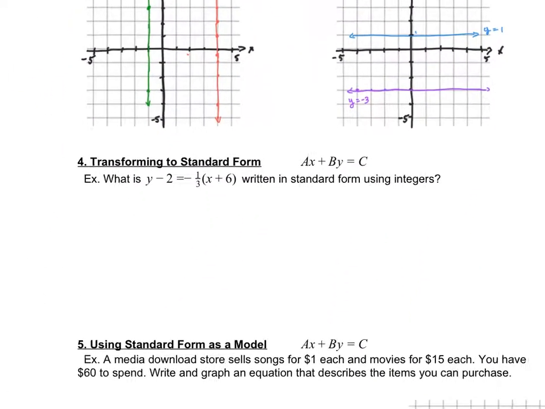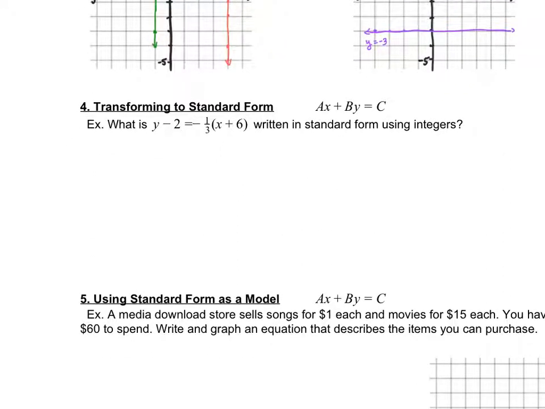Moving on, there's my transforming to standard form. Okay, so they have given us y minus 2 equals -1/3 x plus 6, and we need to write it in standard form using integers. So we're going to make sure that our a, b, and c when we're done are integers. I have been given point slope form, and I want to convert that.